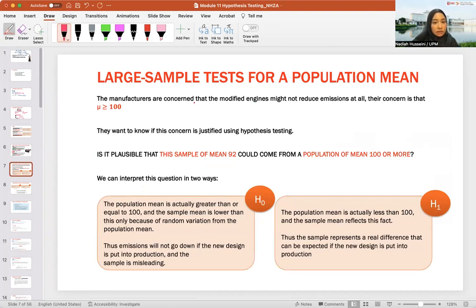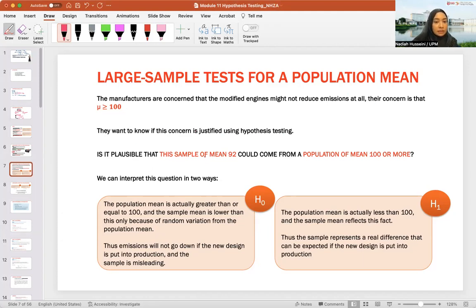Okay, so the manufacturers are concerned that the modified engines might not reduce emissions at all. They are speculating that actually the new design is just a waste of money. Let's not do it because in reality, it doesn't really reduce anything. So they are concerned that the modified engine is not going to reduce any gas. They said that the mean is going to be greater or equal to 100. So this is their concern. It's not going to be less than 100. They want to know if this concern is justified using hypothesis testing.